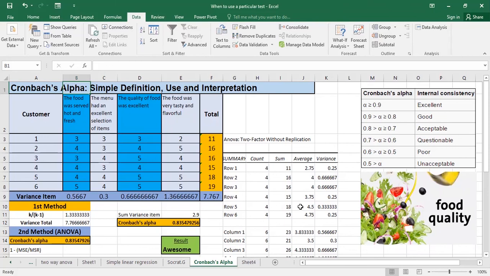In our case here, we are only measuring food quality. So if we have items that measure the restaurant ambience, they shouldn't be included when we are calculating the Cronbach's alpha, and they should be included in another structure or another construct. So like this, you always have to keep in mind that Cronbach's alpha is unidimensional. It means it should measure only one construct.